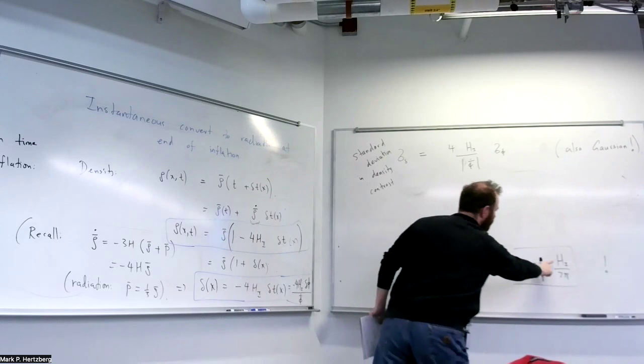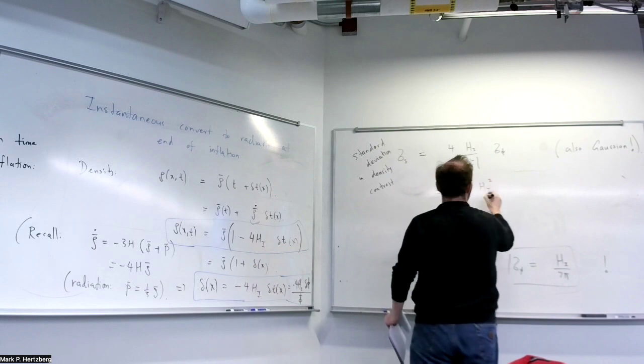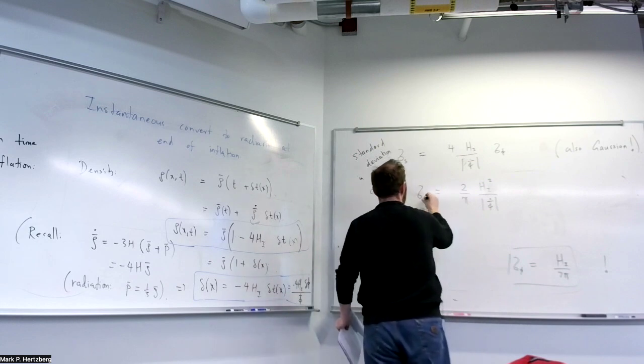And so now we just plug in this formula, h over 2 pi. So we get, let's see, 2 over pi h squared over phi bar dot. That's the standard deviation in the density.